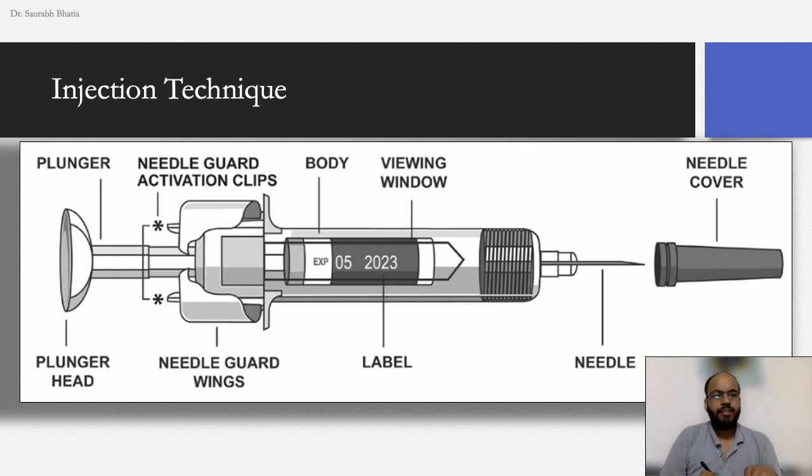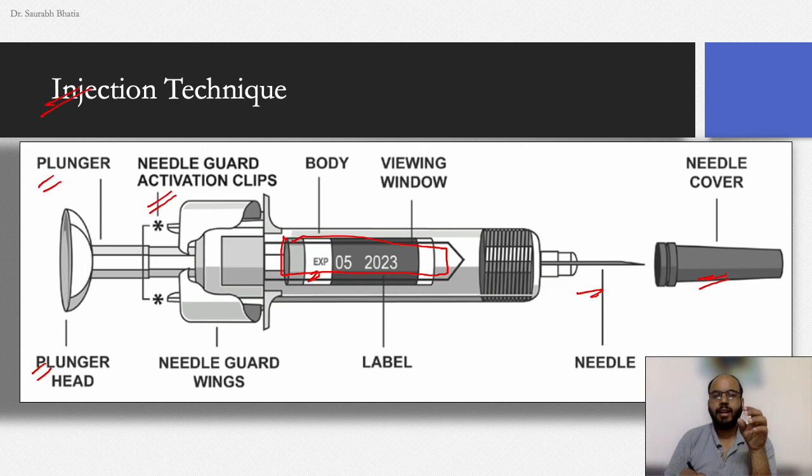So here I am just showing you one pre-filled injection image of ustekinumab. This is how the pre-filled syringe looks. You have a plunger head, plunger, and a needle guard activation clip. Now this is important. This is a viewing window, a glass window through which you can see the liquid which has ustekinumab. You can inspect the liquid to see if it's transparent, there is no particulate matter, and there's no discoloration. You can even see the expiry date. This is the needle, and this is the needle cover, which is removed just prior to injection.